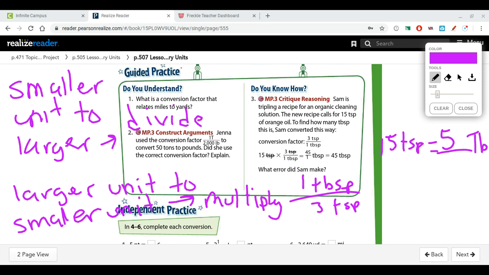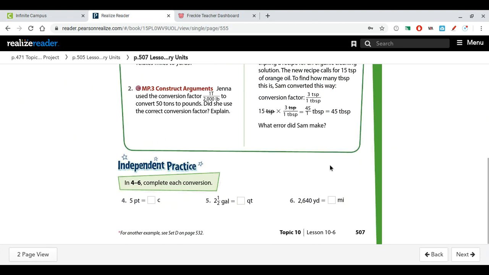Here are my expectations for your work. I just want to know, can you use the conversion rate to help you solve these problems? Can you tell me how many cups are in 5 pints, how many quarts are in 2.5 gallons, and how many miles are in 2,640 yards, using the conversion tables and conversion rates to find your answers? You're either going to be multiplying or dividing. You multiply if you're going from a larger unit to a smaller unit, and you divide if you're going from a smaller unit to a larger unit.